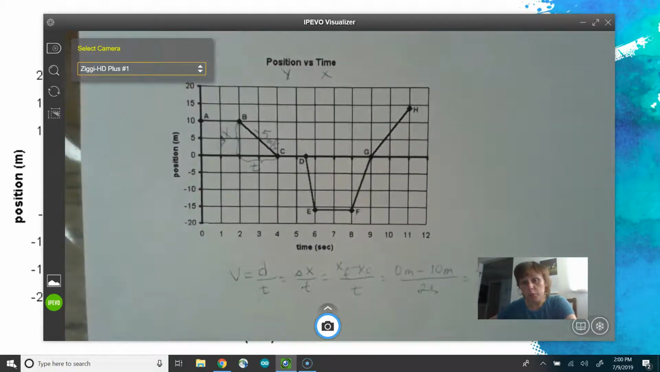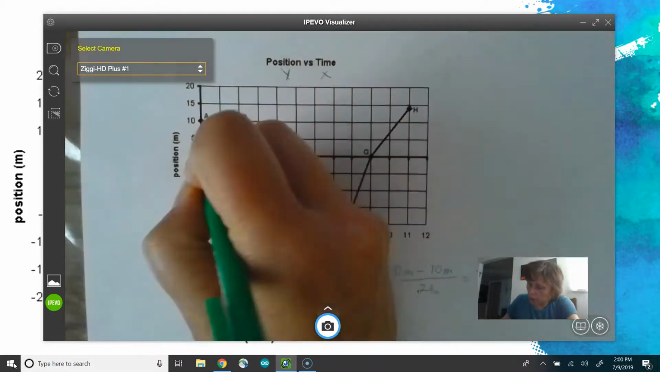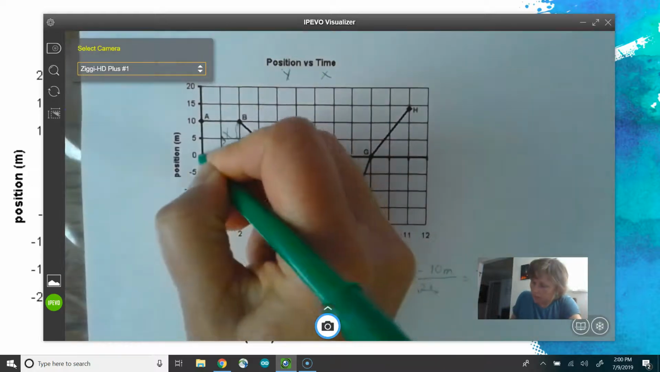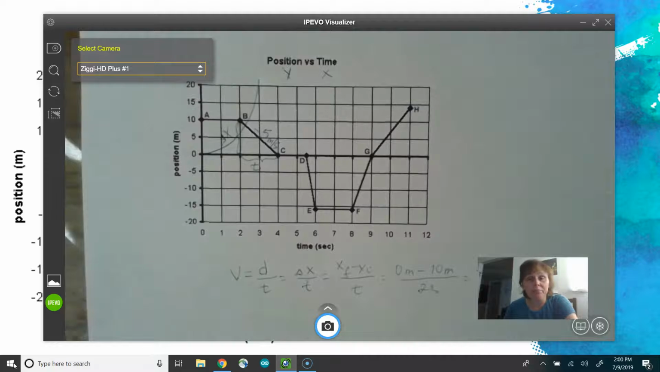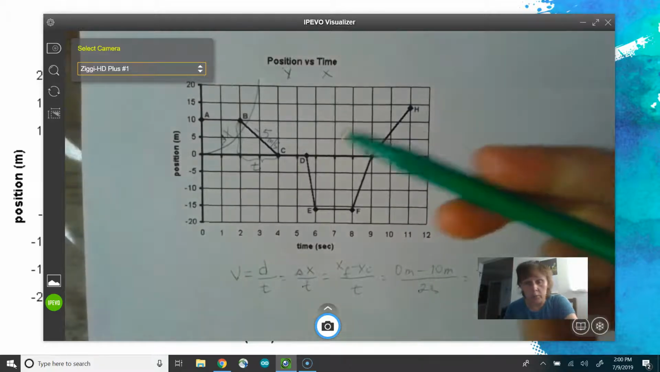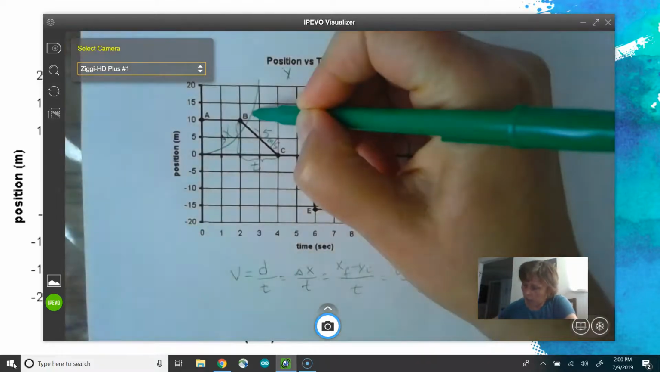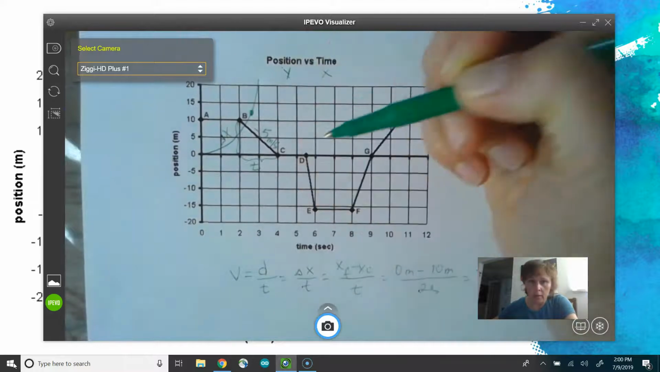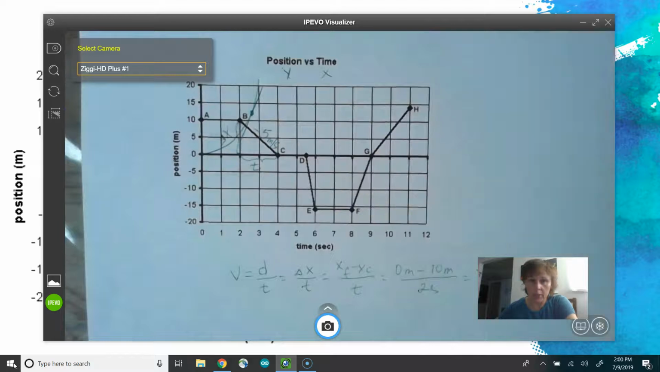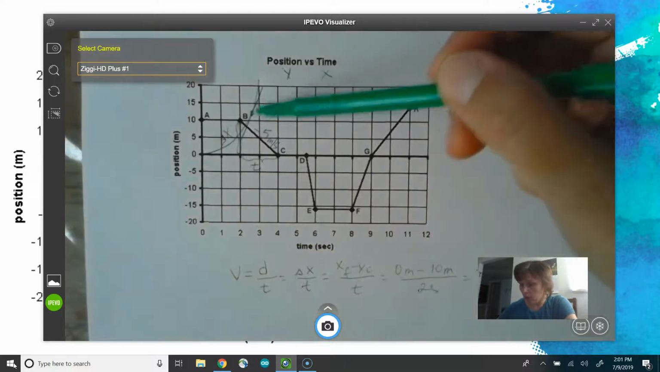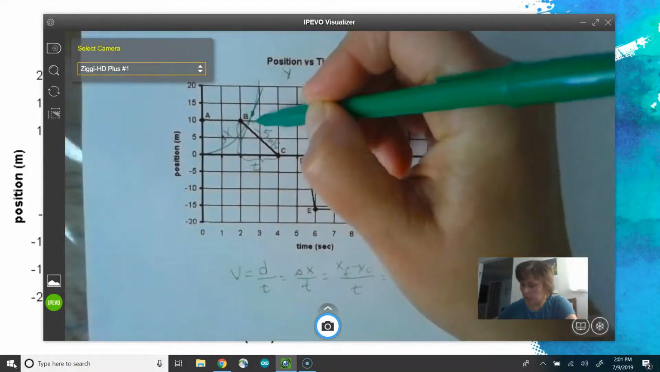So what if the object is moving with acceleration? With acceleration, it will be a curved line. For example, it will be something like this, a curved line. What is the instantaneous velocity for the accelerated motion? Well, at any point of the curved line, we can find the velocity by making a tangent line. The slope of this tangent line to the curve is going to be the instantaneous velocity of the object at this given point of time, which is here.